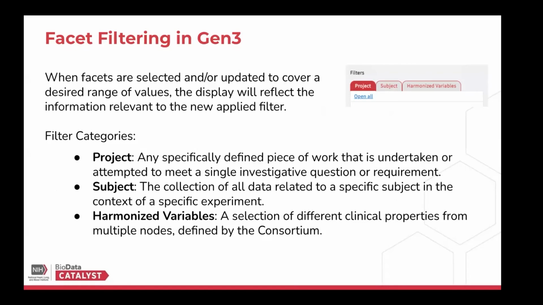So on our data tab, we have 3 different categories. We have the project tab, which is anything that's specifically defined as a piece of work and anything under that umbrella. Subject is a collection of data related to the subject, specific to the experiment. Usually this is demographic information. And then harmonized variables, and this is a selection of clinical properties that were defined by the consortium for harmonization, and it covers multiple nodes of information. Next slide.